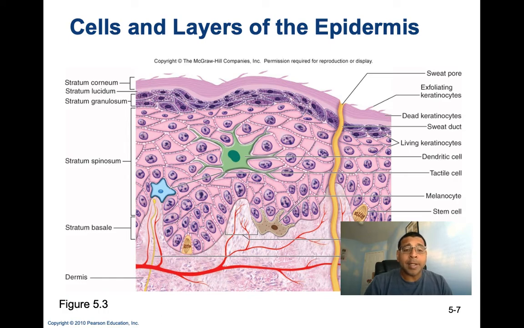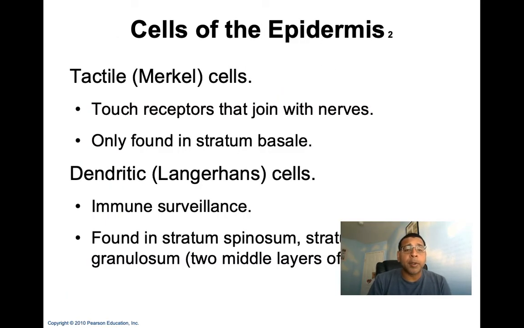Next, then you have your tactile cells. Tactile cells, they're also known as your Merkel cells, and they're shaped like spiky hemispheres. These cells, they're going to function as sensory receptors for touch.